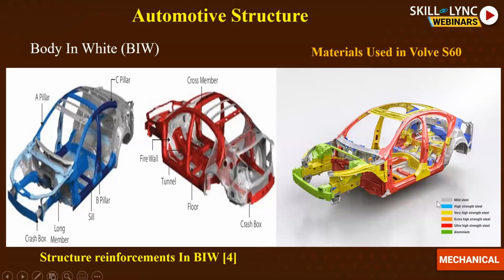See, there are different materials being used by different automobile OEMs. Here they have used different materials like aluminium. You can see aluminium in green, and mostly they have been using structural steel of different strengths. I have told you these are the load carrying points, so they are using ultra high strength structural steel there.